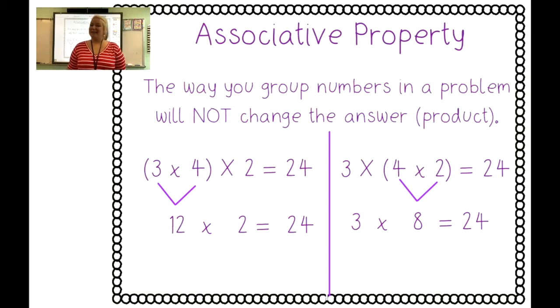Today we're going to be looking at the properties of multiplication. There are 5 different properties that you can use to help you solve your multiplication facts. Let's go ahead and look at the first one. So the first one is the associative property.